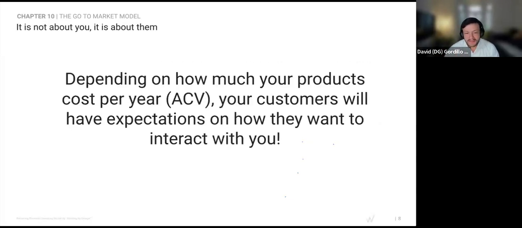Normally, those expectations are driven by the amount of revenue that we're going to generate per customer. Or said otherwise, these expectations are normally driven by how much we're asking our customers to pay us per year.